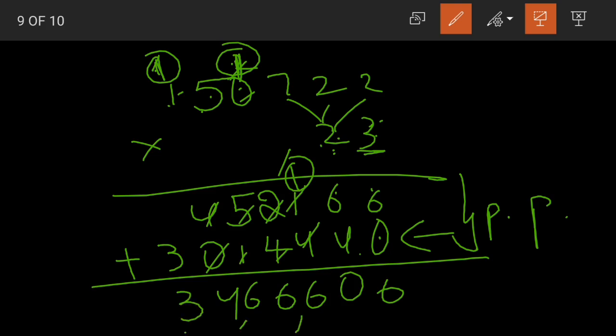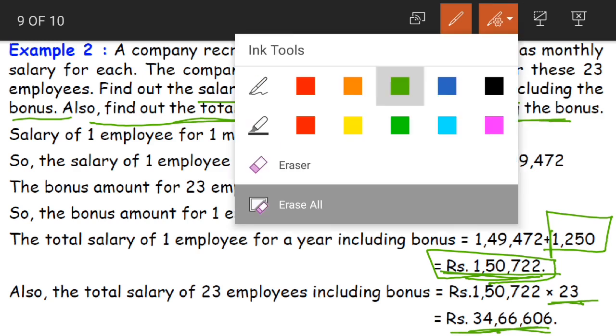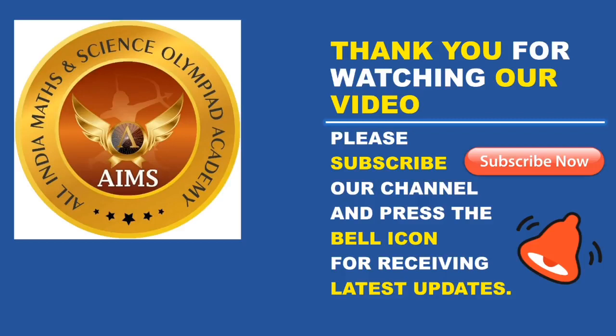What is the answer children? 34,66,606 rupees. Now what is this? This is the total salary of all employees including the bonus received. Understood children? Word problems on division. Yes, I hope today's class was clear.